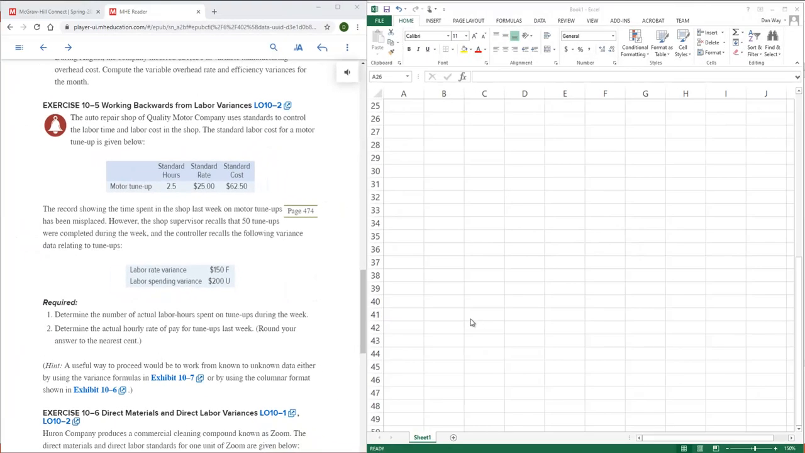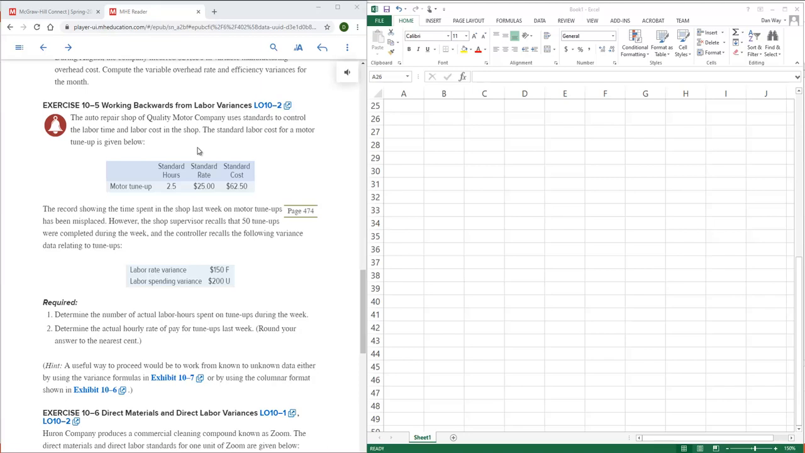Okay, let's switch things up a bit here and take a look at exercise 10.5. We're going to work backwards from labor variances. I think these types of problems can be pretty helpful once we've thought about some of the fundamentals of this variance analysis. So we can sort of work in both directions to make sure we're clear on how these things are derived and what they mean.